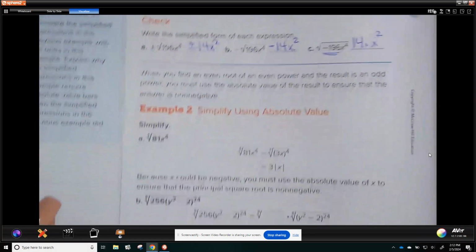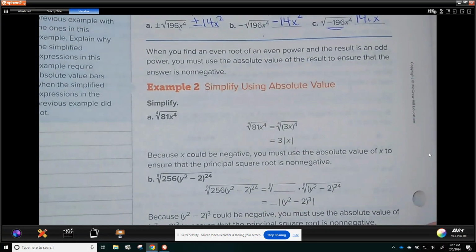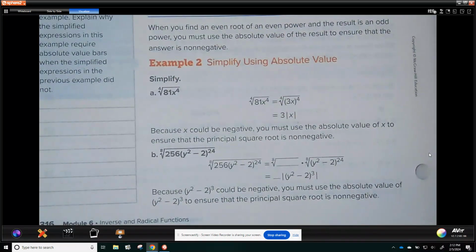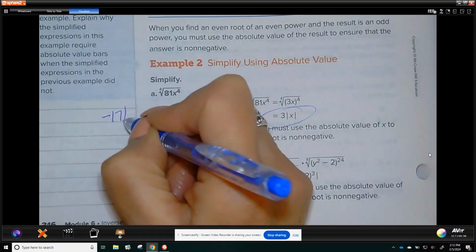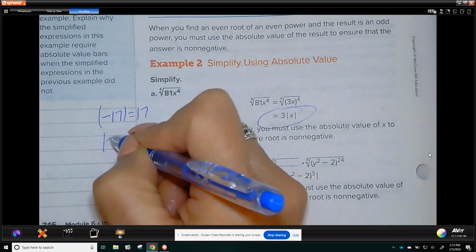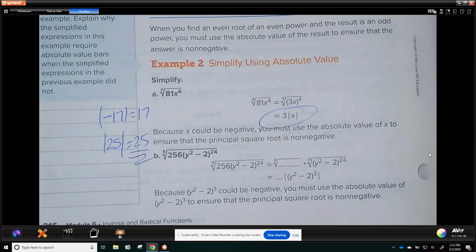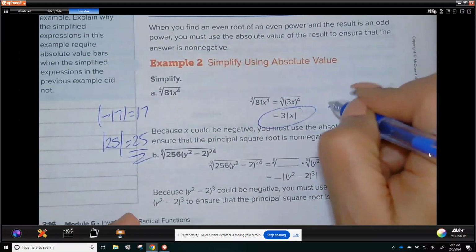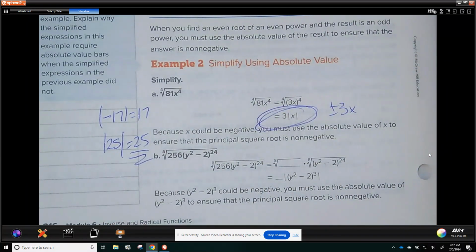All right. When you find an even root of an even power, the result is an odd power. You must use absolute value of the result to ensure the answer is not negative. So when you have an even power, you have the plus and minus, or you could use absolute value, because if I say the absolute value of negative 17, I get 17. Absolute value of 25 is 25. So you always get a positive answer. So instead of saying plus or minus 3x, you could just say it's always going to be positive. This number cannot be negative.